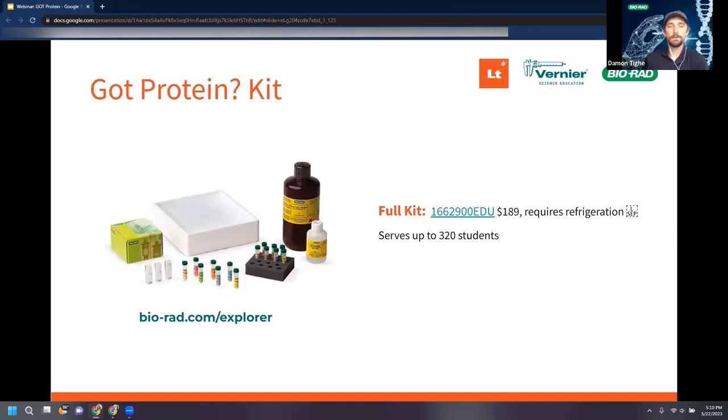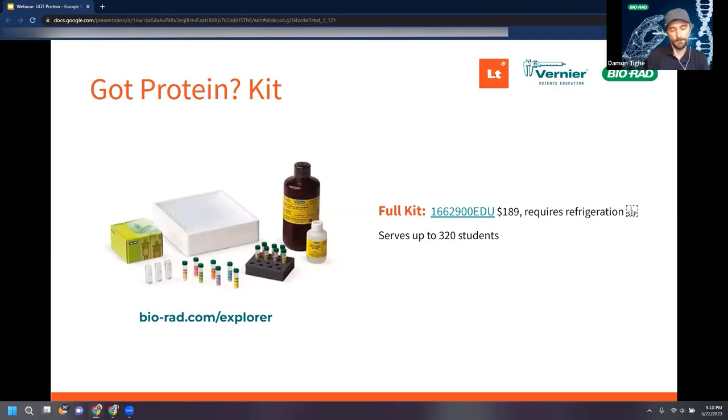Yep. So the GOT protein kit is an easy way to bring a Bradford assay into the classroom. Actually, let me back up one step. For those of you that haven't worked with Bio-Rad materials before, Bio-Rad is a large biotech company. They've been around since the 1950s. About 25 years ago, they had a high school educator join the staff, who realized that there were all these really amazing advances taking place in biotech, but they weren't really coming into the classroom easily.